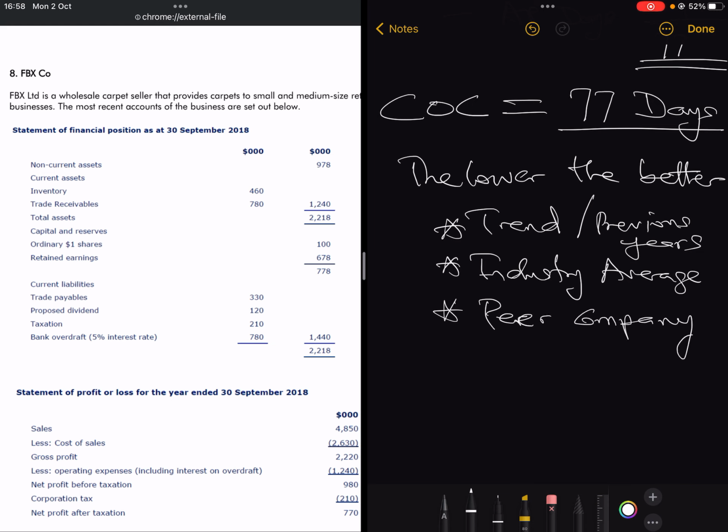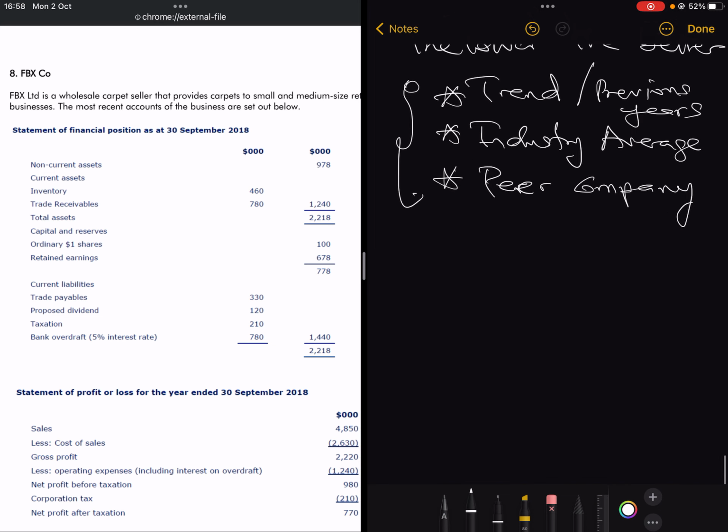So you have something to always compare with to see whether your company is higher or lower. If your company is higher than any of these, the company is not doing well. But if the company in question is lower than any of these, then the company is doing good. And that is part B of the question.